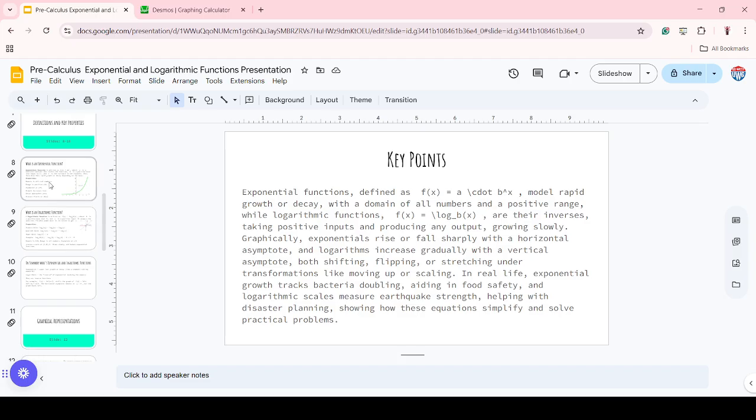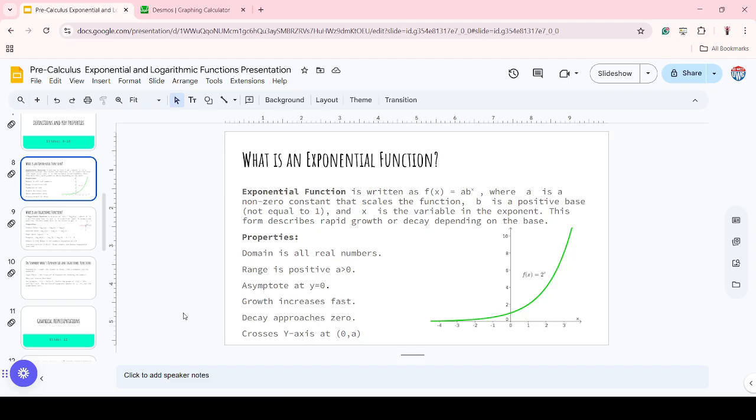First, I would like to go back up to an exponential function. We know that an exponential function is written as f of x is equal to a times b to the power of x. A is, of course, our non-zero constant that scales the function. B is our positive base that's not equal to 1. Because if you just have, let's say, A is 2, B is 3, and x is 1, 2 times 3 is 6. 6 to the power of 1 is just 6. You can't use that. That just does not work with the graph.